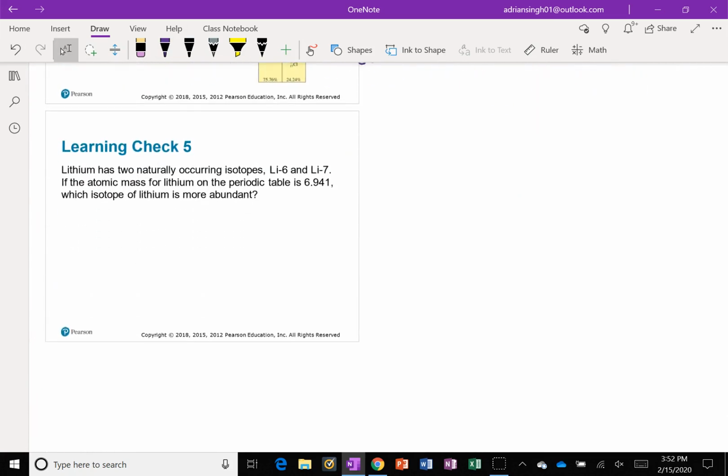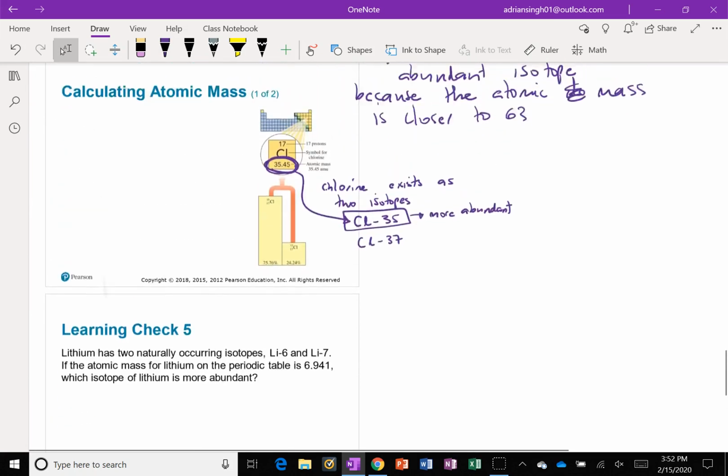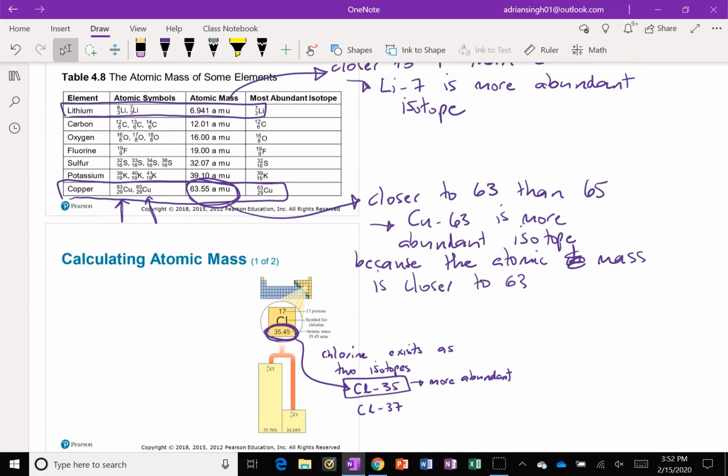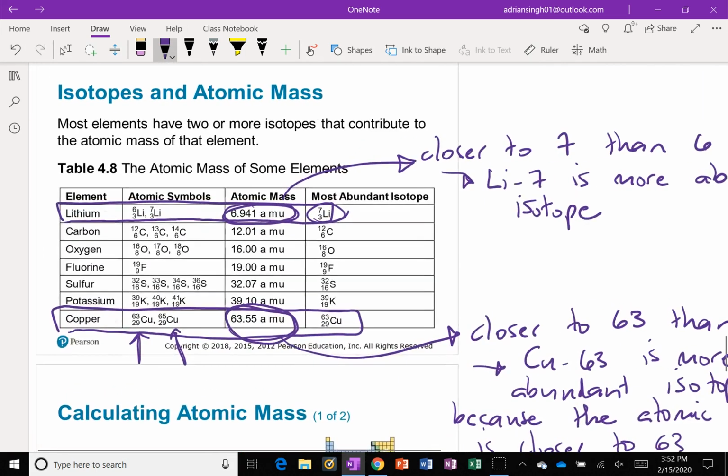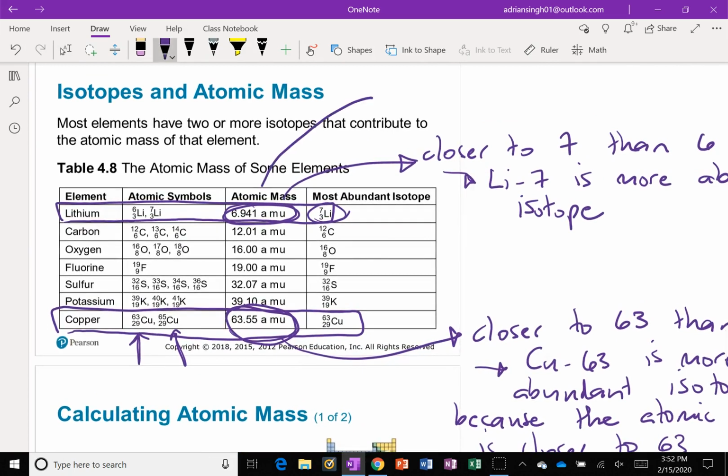All right, and then the last one here, we're told that lithium has two naturally occurring isotopes. I believe we already addressed that one when we looked at our table up here at the top. So because the weighted average here is closer to 7 than it is to 6, we can say that lithium-7 is the more abundant isotope. All right, and remember the atomic masses, we get these just by simply looking them up from the periodic table.